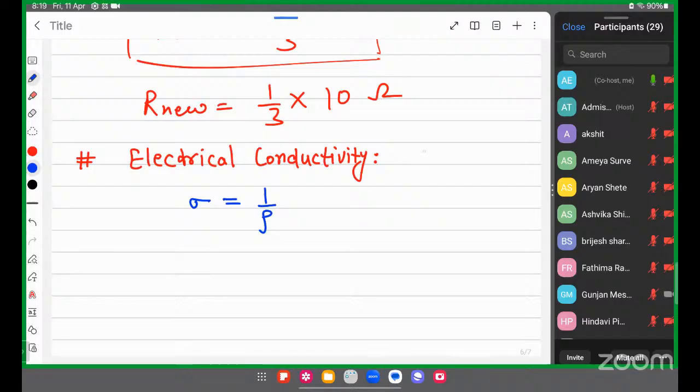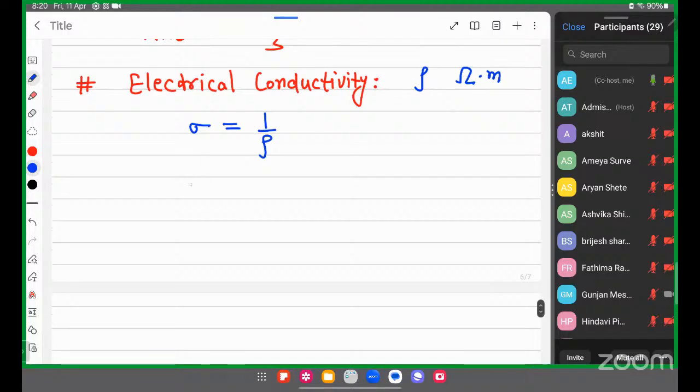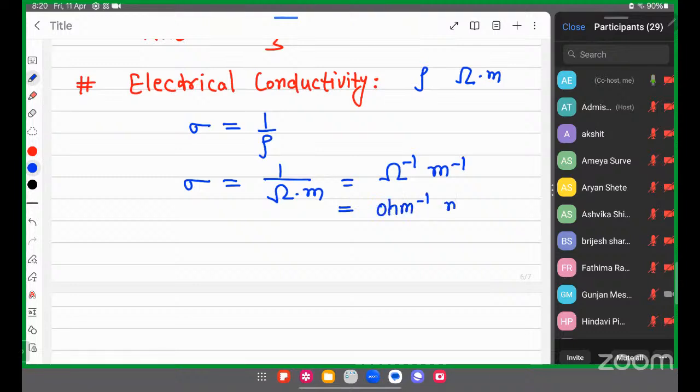Now, what is the unit for resistivity? Unit for resistivity is ohm meter. So what will be the unit for electrical conductivity? This will be 1 upon ohm meter, which is given as ohm inverse meter inverse, or in some books we write it as mho per meter, or Siemens per meter. So there are different units for it, or different names of the same unit. Understood?